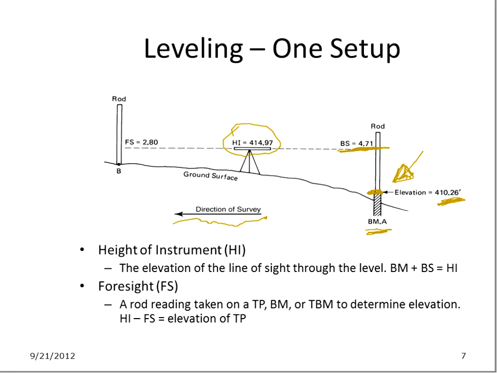So to get the elevation of B, which is what we're trying to establish because that's our direction of survey, we go ahead and take what's called a foresight, or an FS, a minus sight, several different names for it, on our rod located at that point. In this example, the foresight reading on the rod is 2.80 feet. So what would that make the elevation here at B?